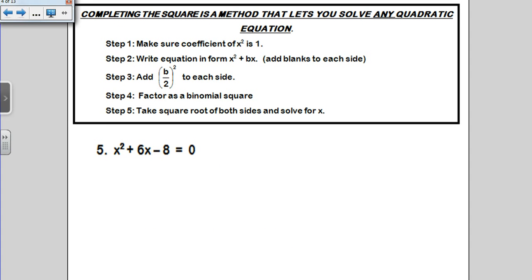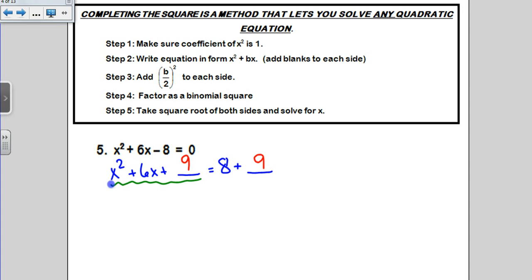Okay, number 5. The first coefficient's a 1, so we're good there. The next thing we're going to do is rewrite it by moving the constant over, and we're going to leave blanks for that c value that we're going to add to both sides. Okay, this 8 came from adding the 8 to the other side. So now we're going to find our c value by taking half of our b term, well half of 6 is 3, and then squaring it. So a 9, and we're going to have to add it to both sides to make this work.